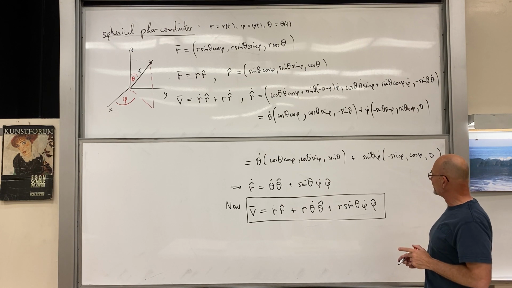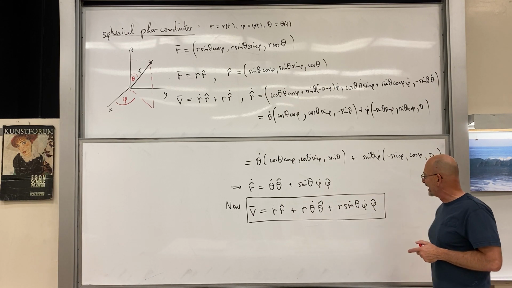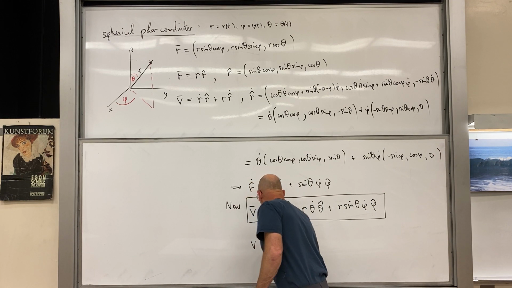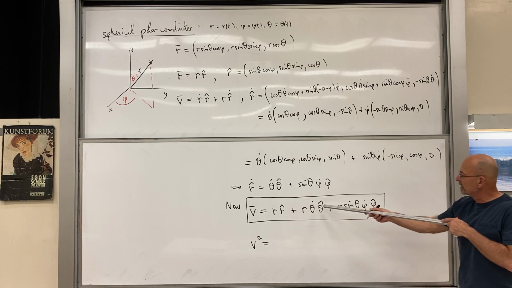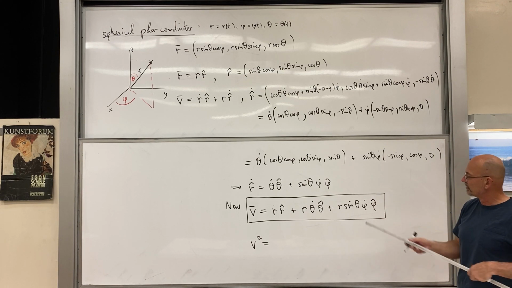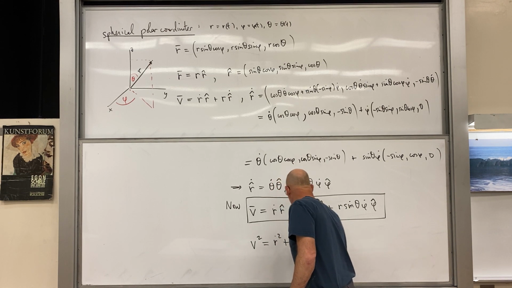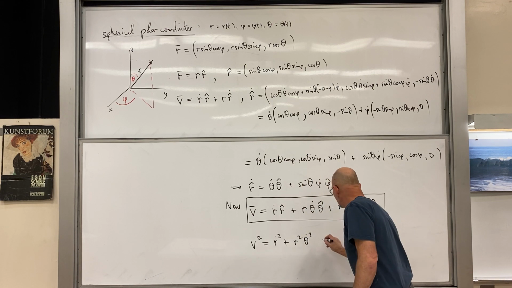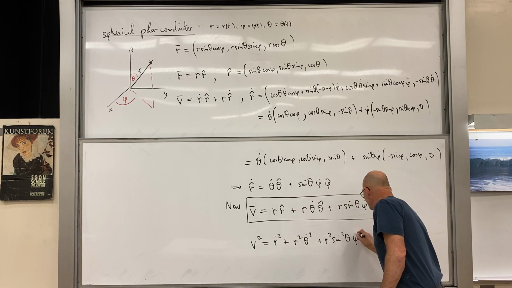But what we do need is the velocity squared, and also we have to look at these and make sure we understand what they mean. So first of all, put the velocity squared here. So v squared, the dot product with itself, under the assumption that these are mutually orthogonal unit vectors, and they are. I'm going to have you guys prove that. Under that assumption, we just square these coefficients. So we get r dot squared plus r squared theta dot squared plus r squared sine squared theta phi dot squared.